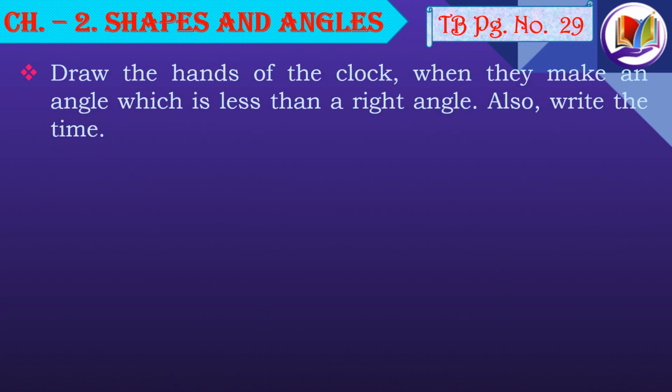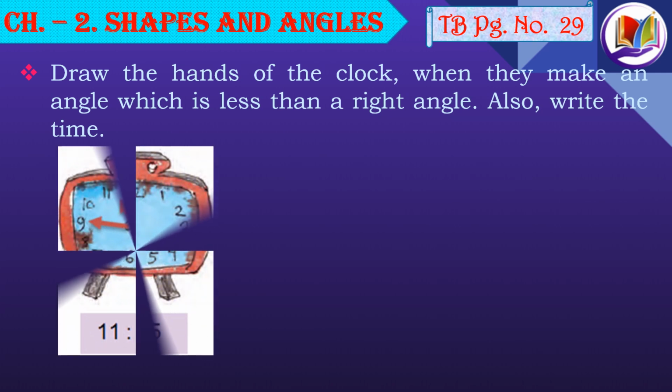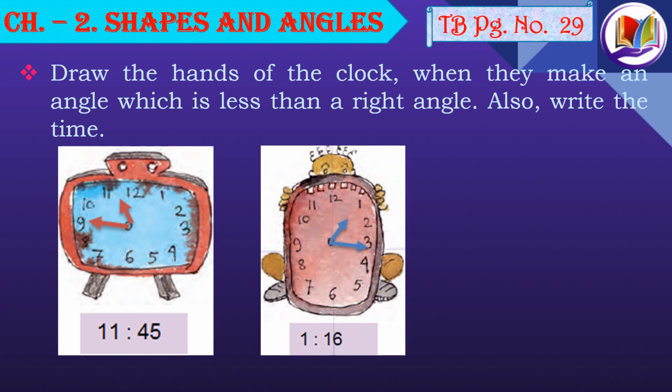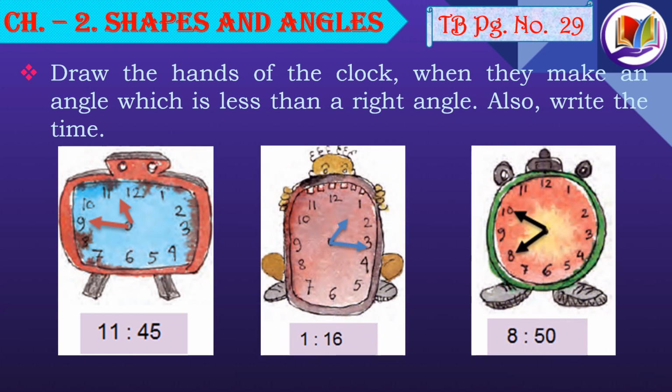Now draw the hands of the clock when they make an angle which is less than a right angle, that is less than 90 degree. So for less than 90 degree, the jumps between the hands of the clock or the numbers should be less than 3. So here 9 to 10, 10 to 11, we find it is less than 90 degree. Similarly for the next one, between 1 to 2 and 2 to 3. So again it's an acute angle. And the next, the last one here, between 8 to 9 and 9 to 10.